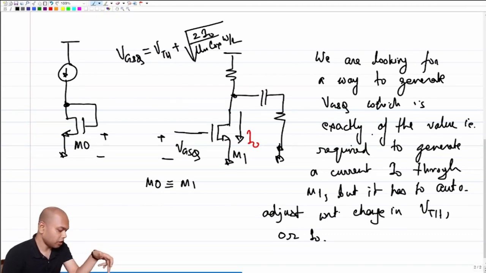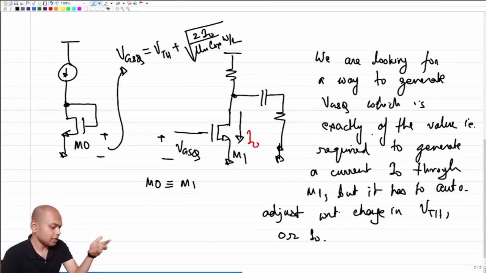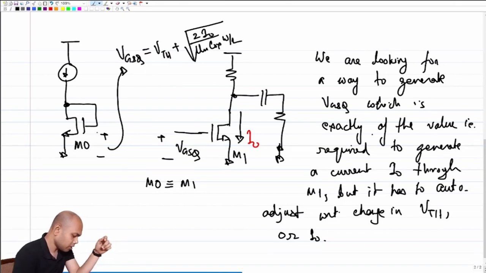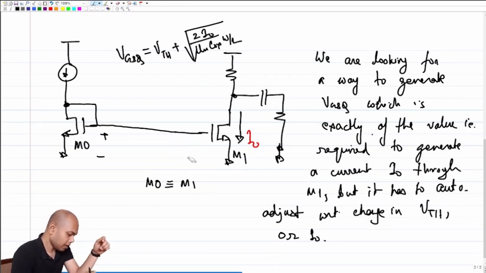What will be this voltage that will be generated? This voltage will be exactly equal to the voltage that the transistor M1 is looking for in order to generate a bias which will give me a GM which is invariant of threshold voltage variations, right? Okay, so which essentially means that I need to connect these two terminals. Okay, so now when I connect these two terminals, what is this VGSQ? VGSQ is this voltage, which essentially becomes threshold voltage plus the square root of 2 I naught by mu n C aux W over L.